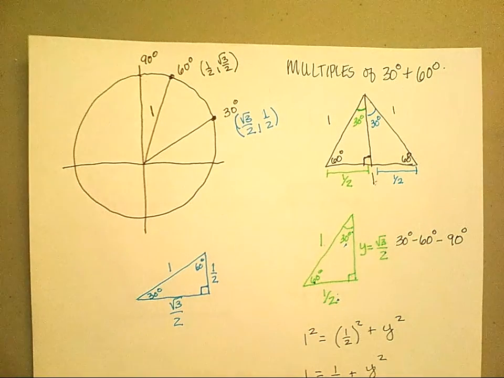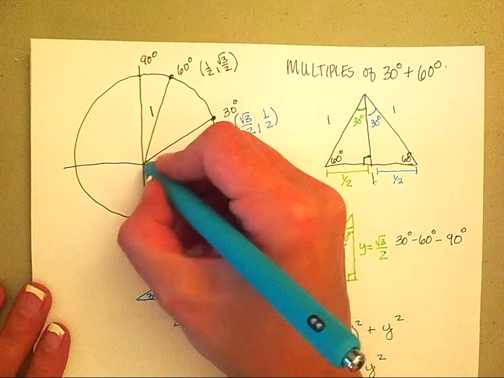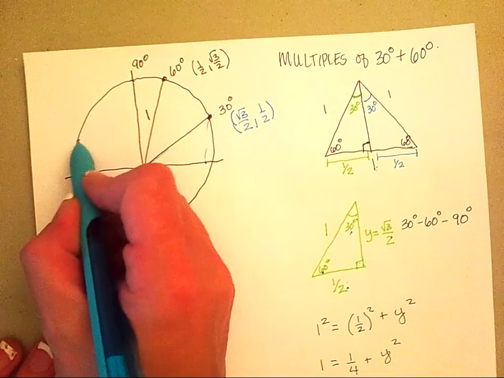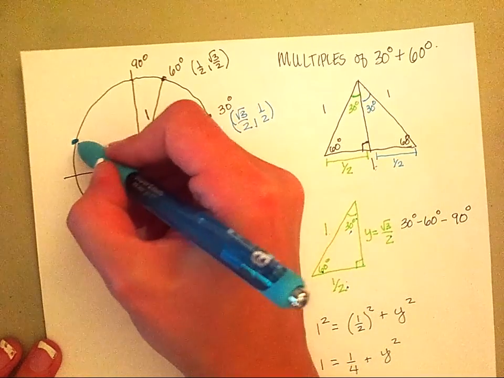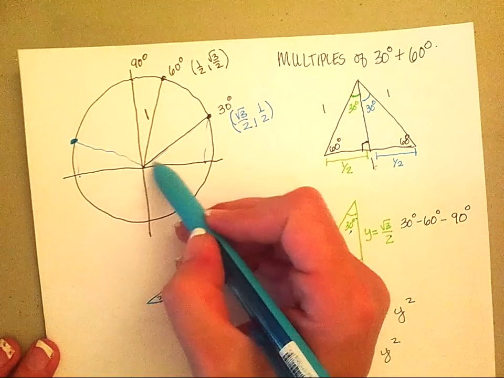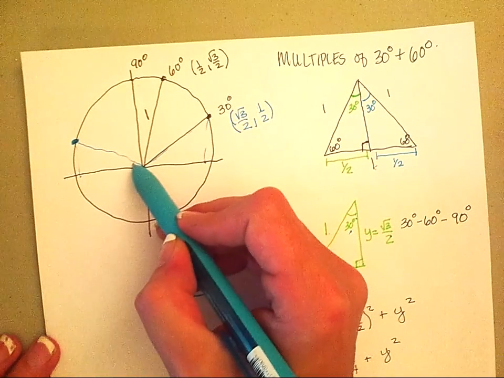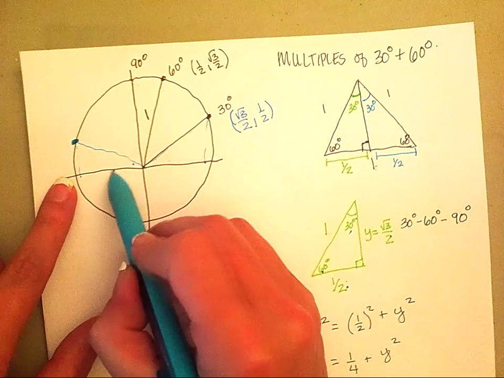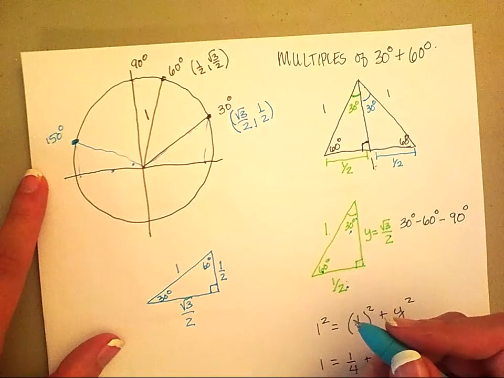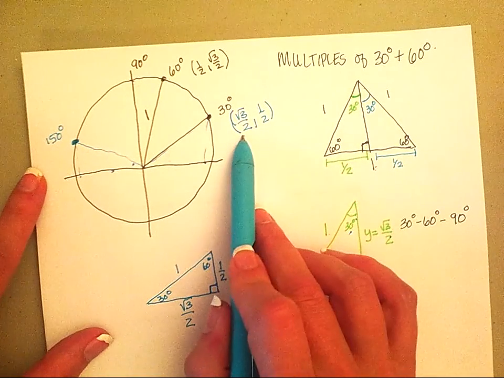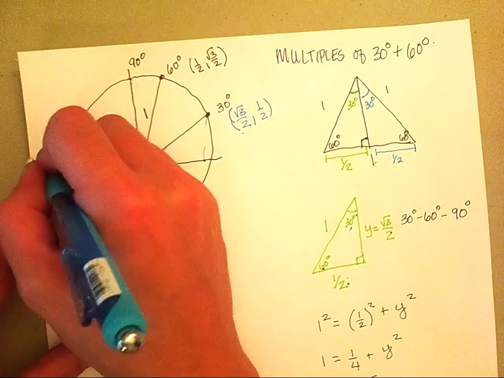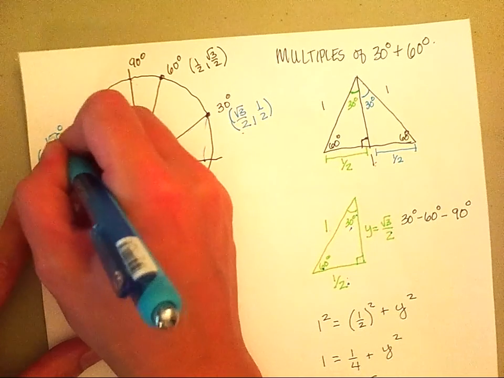Okay, so let's see. I've done the 30 degrees in blue, so that triangle would come here. I could flip that over to a point here. Now here's the triangle. If this is 30, this also has to be 30. All the way around is 180, so 180 minus 30 is 150 degrees. And its coordinates now are negative in the x, so negative square root of 3 over 2, and then positive 1/2.